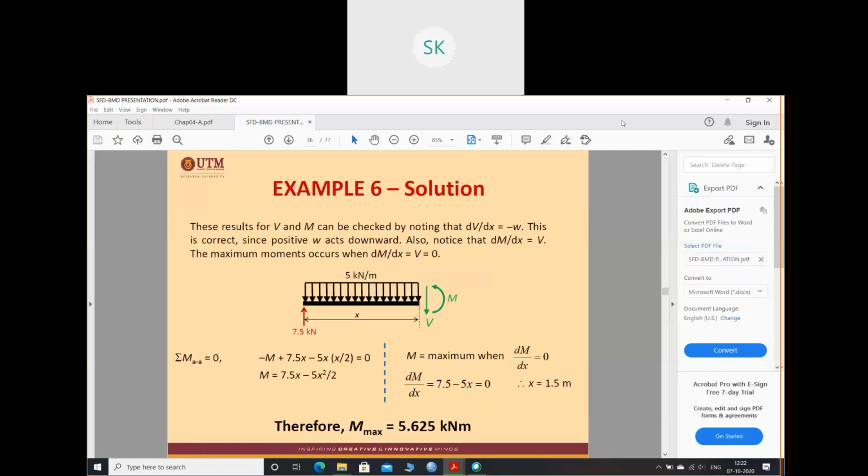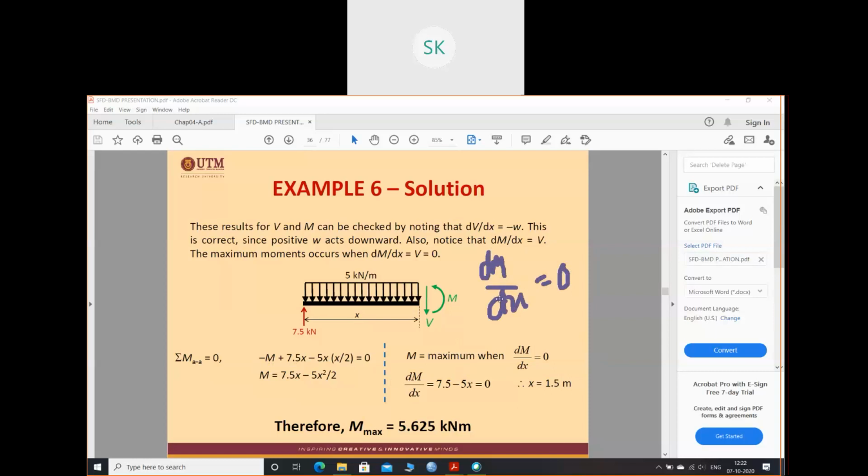One more important thing you should know: I got an equation, right? This is the moment equation I got, 7.5 into x minus 5x square by 2. If I differentiate it with respect to x, then also I'll get the maximum moment. Maximum moment we get when we differentiate this moment with respect to x and equate it to 0.